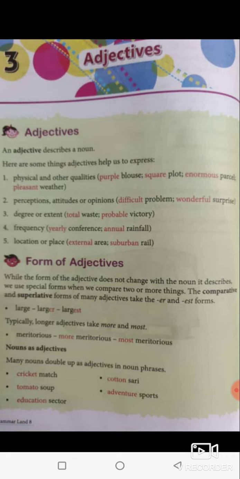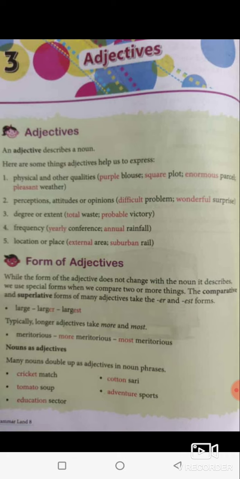Typically, longer adjectives take more and most. For example, meritorious. Meritorious is an adjective. It is more meritorious or most meritorious. Like beautiful, more beautiful, most beautiful. You cannot say beautifuler, beautifulest. No. If the adjective has more than two syllables, like beautiful, three syllables it is. So meritorious, this is a four syllable word, and therefore it will take more and most.